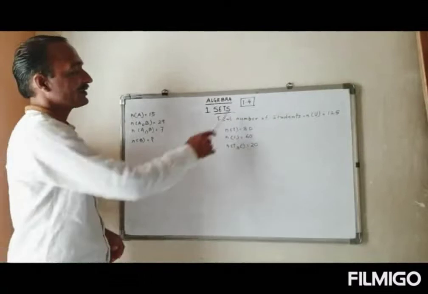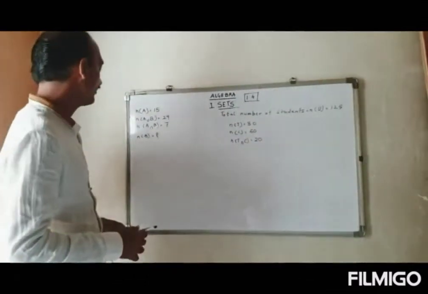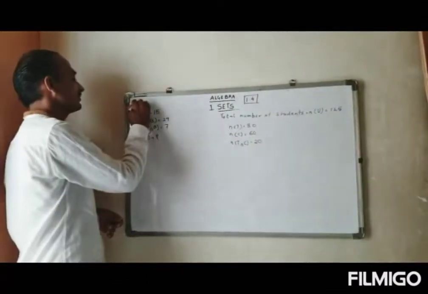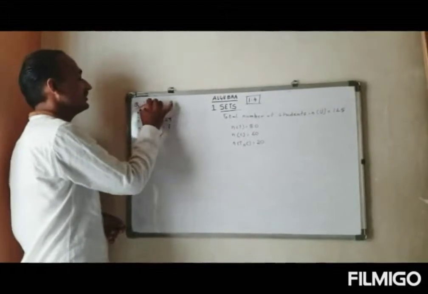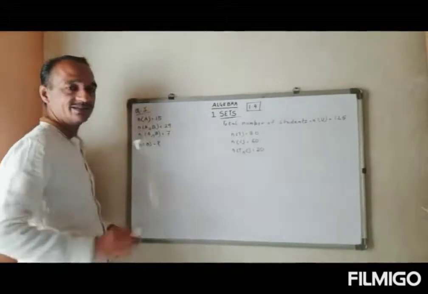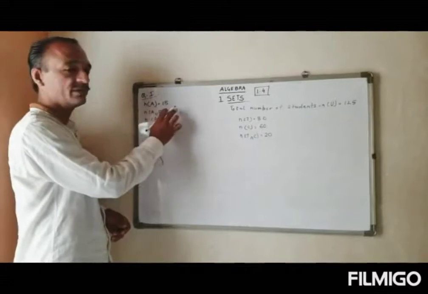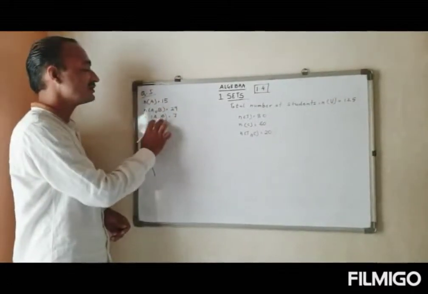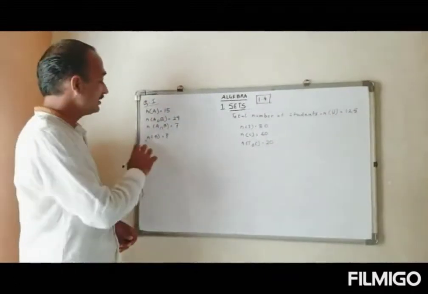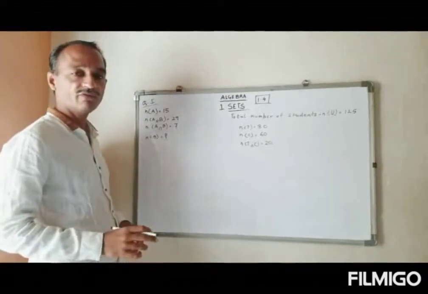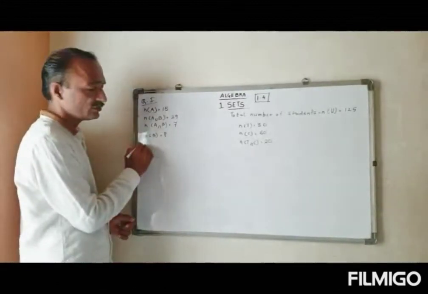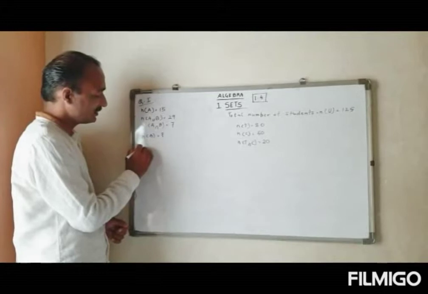Sets once again, exercise 1.4. The first question reads: number of A is equal to 15, number of A union B is equal to 29, number of A intersection B is equal to 7. They ask you to find the number of B. So the same formula will be used here.